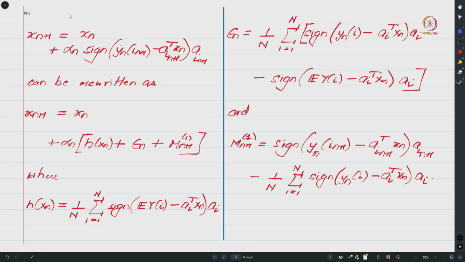So coming back to our goal, we want to rewrite it in a form that enables our analysis. So I hope you agree that this update rule can be written in this form, where h is given in this fashion.